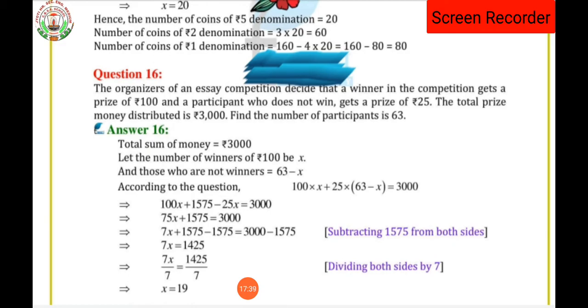Okay, so here a competition is going to be held. The competition winners will get 100 rupees, and those who do not win will get 25 rupees. The total prize money will be 3000. So if 63 participants are there, how will the prize money be distributed among the 63 participants? For that, let the number of winners be x.